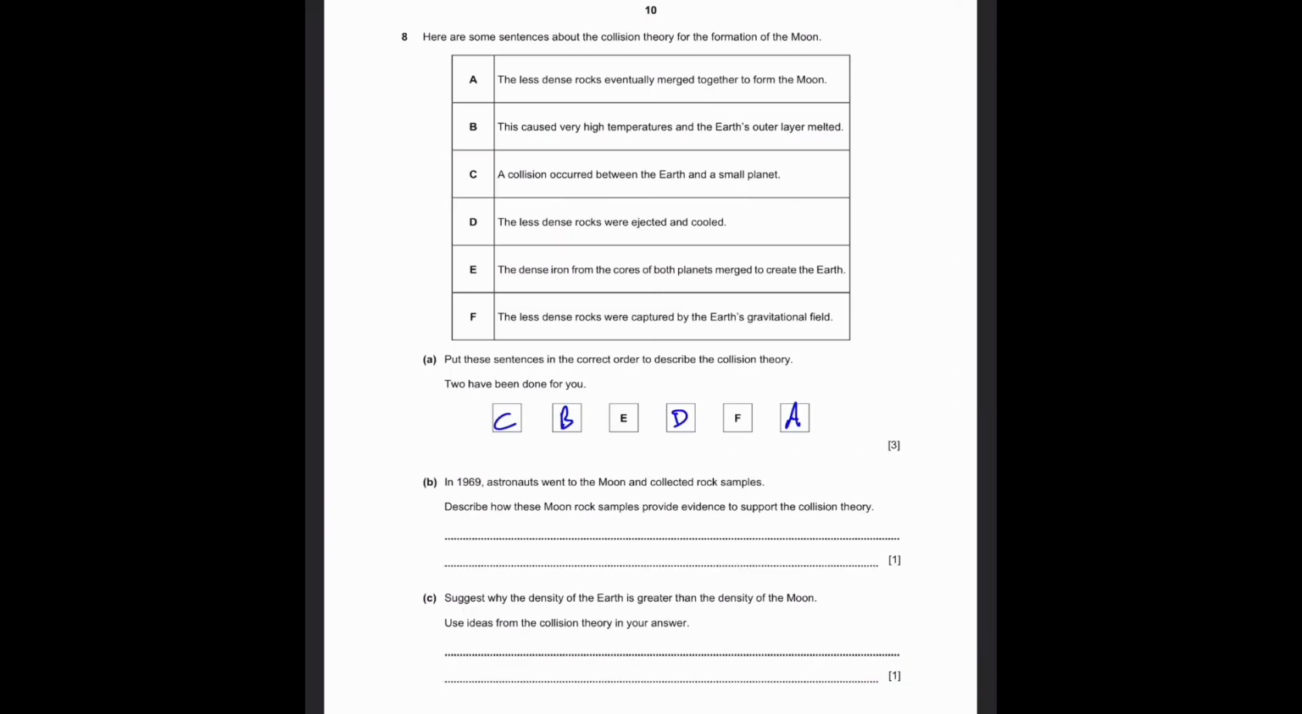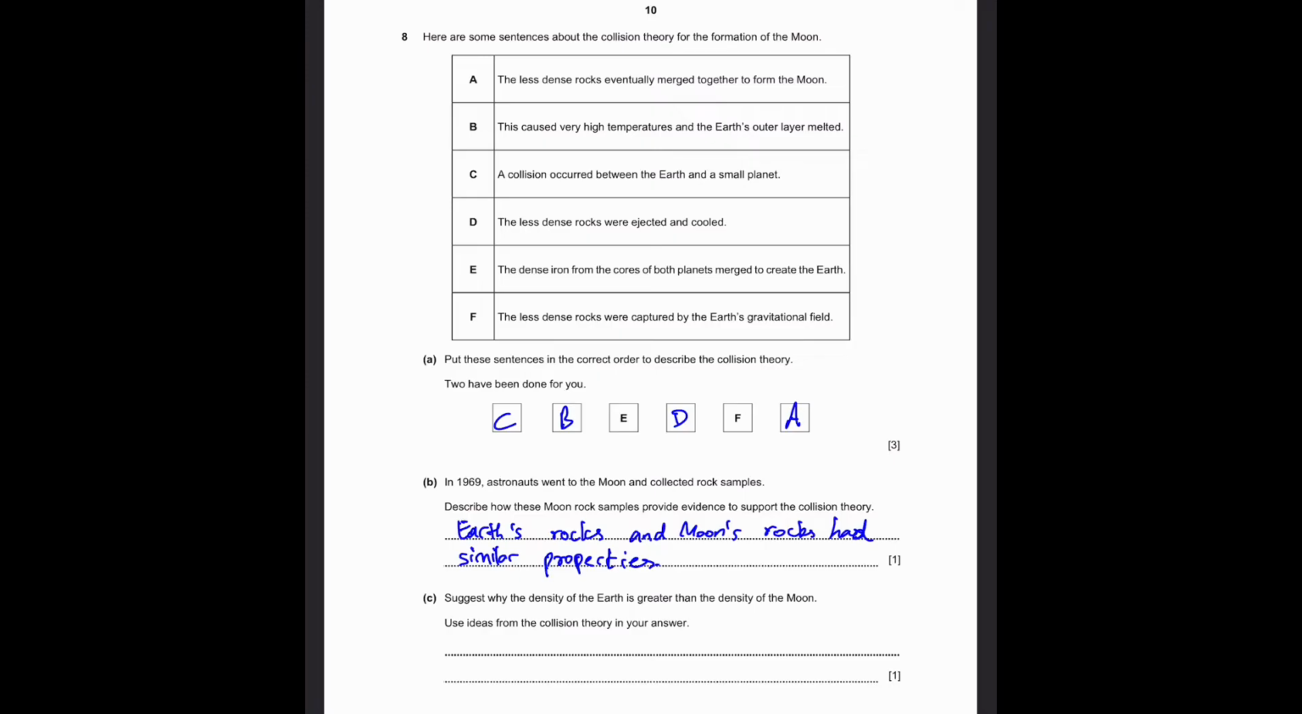Part B. In 1969, astronauts went to the moon and collected rock samples. Describe how these moon rock samples provide evidence to support the collision theory. Well, there are a few points which you can write for this, but the main thing is that the Earth's and Moon's rocks would have to be quite similar in properties. So, Earth's rocks and Moon's rocks had similar properties. You can also write Moon's rocks are less dense than Earth's rocks, and that's our answer.